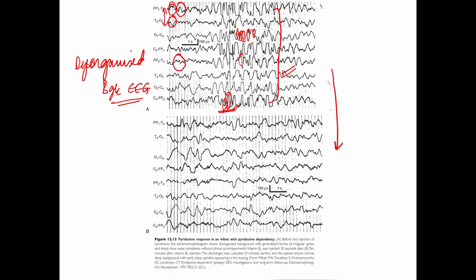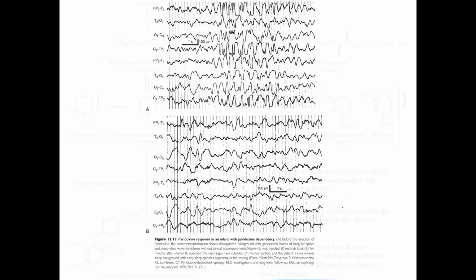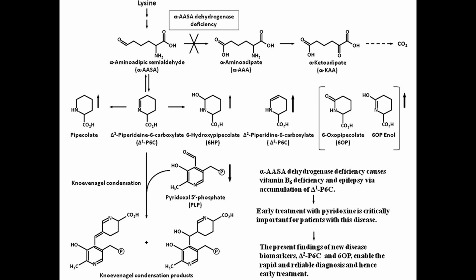normalized after a few minutes of giving pyridoxine IV 100 mg. And here we can see a normal sleep pattern of EEG. Now, why does it occur? It occurs because of defect in metabolism of lysine. This is a very important point, and it has been asked many times in SS entrance that lysine metabolism is affected in case of pyridoxine dependent seizures.